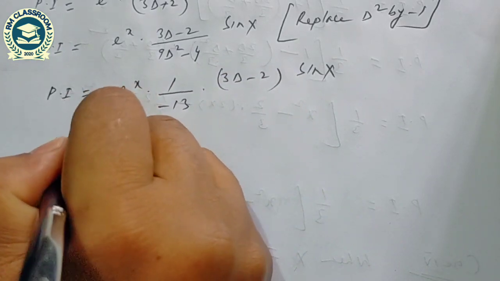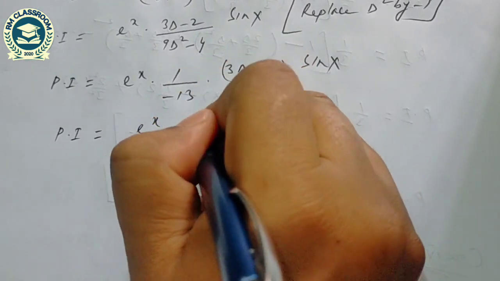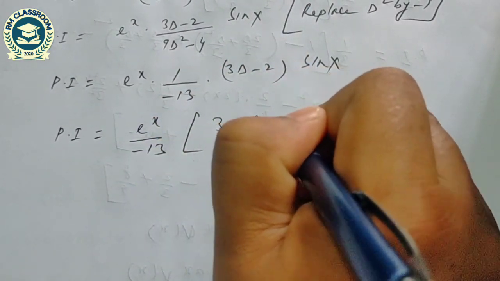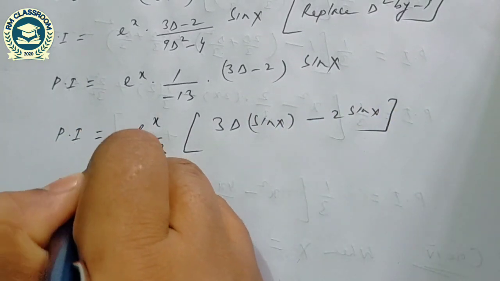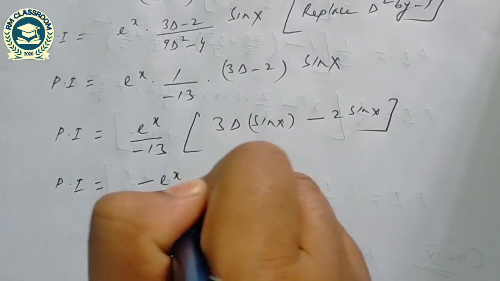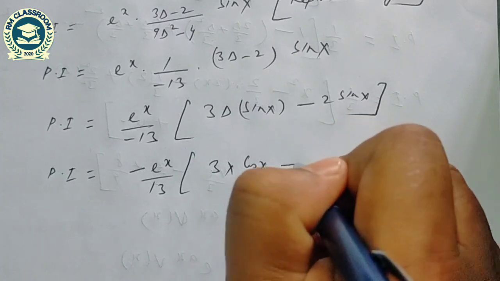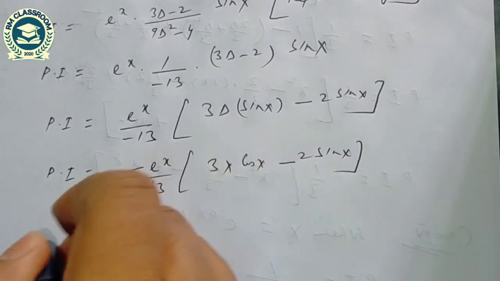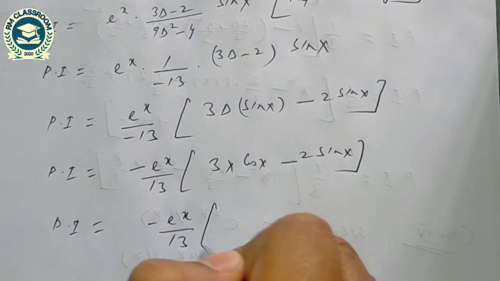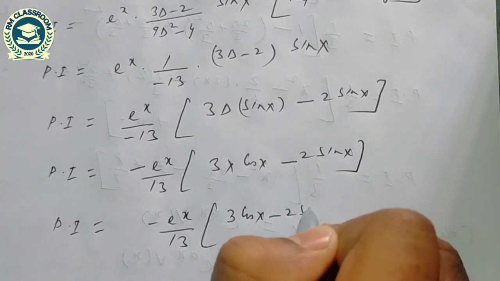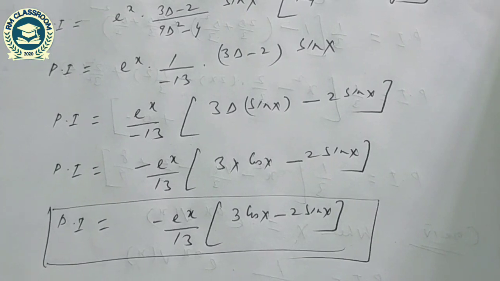So particular integral is equal to e to the power x divided by minus 13, 3D sin x minus 2 sin x. The particular integral is equal to minus e to the power x by 13, 3 sin x, derivative of sin x is cos x, minus 2 sin x. So particular integral is equal to minus e to the power x by 13, 3 cos x minus 2 sin x. So this is our particular integral.